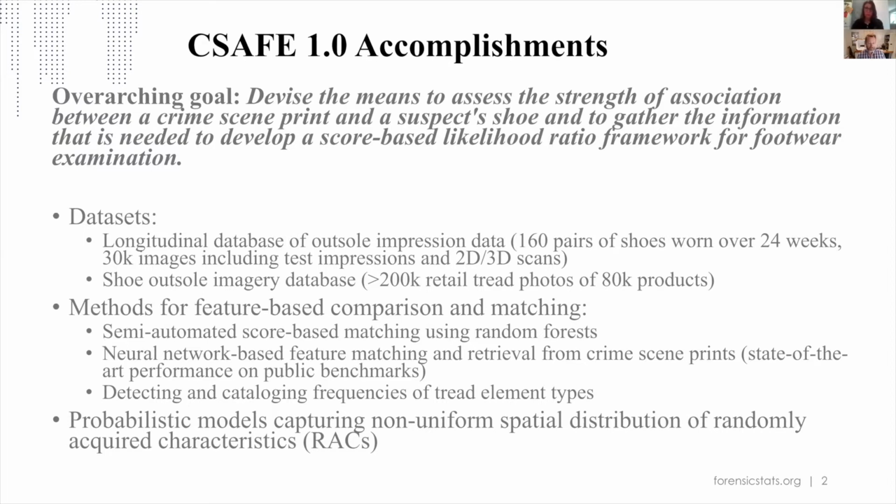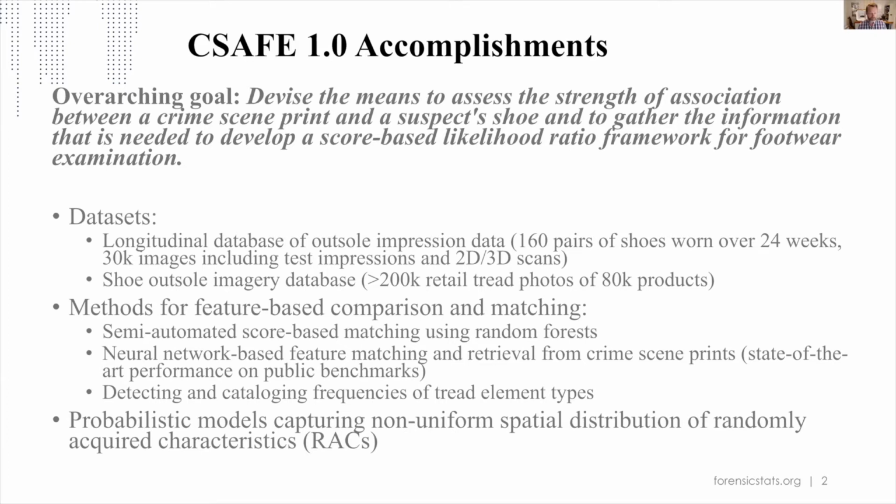A second effort in this area aimed at sort of understanding the variability of tread wear at a larger scale was to collect a database of shoe outsole imagery. In this case, 200,000 images, which are retail photographs of shoe treads from 80,000 different products. And so this emphasizes the diversity of tread patterns that may be encountered.